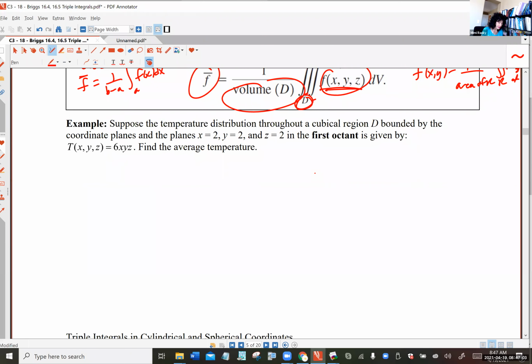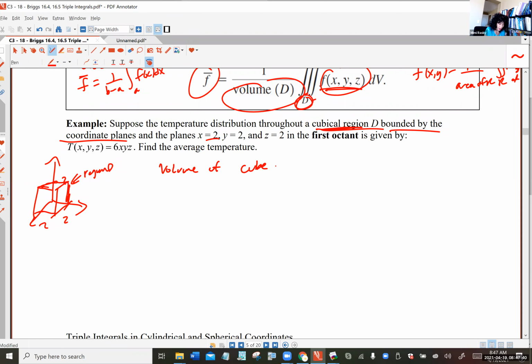Okay, so this is a pretty easy problem. I'm just going to do the setup of it, and I'll let you do the rest. They're telling us that the solid is a cubical region D bounded by the coordinate planes. That means it's in the first octant. And then x equals 2, y equals 2, z equals 2 tells me that it's this cube here. When you have all pure number limits, you're going to have either a rectangular box or, in this case, a cube, which is a box, but a nice box. So here's your region D. And we already know what the volume of a cube is.